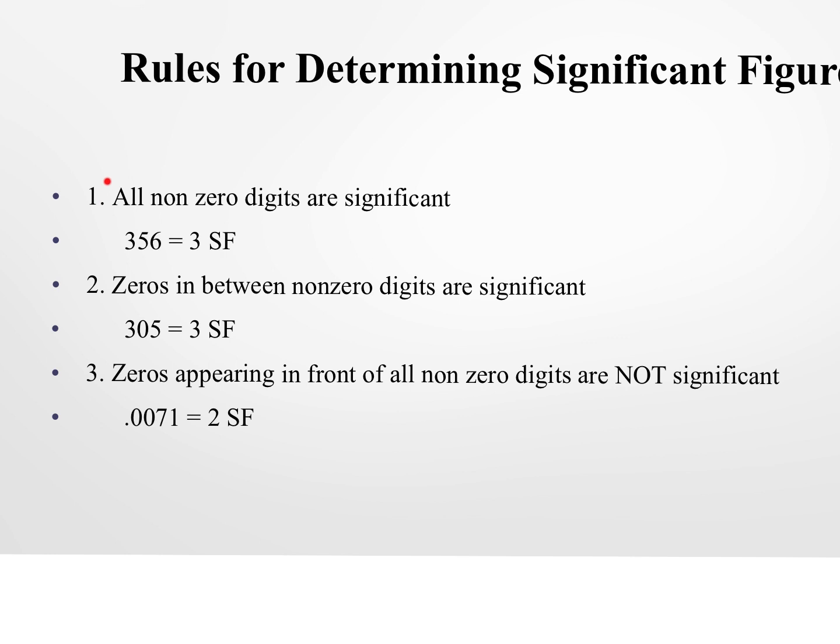So our first rule is all non-zero digits are always significant. Okay, so here's our example. Our number is 356. All of those numbers are non-zero. Therefore, all 3 are significant. Okay, so 3, and then SF is Sig Figs.